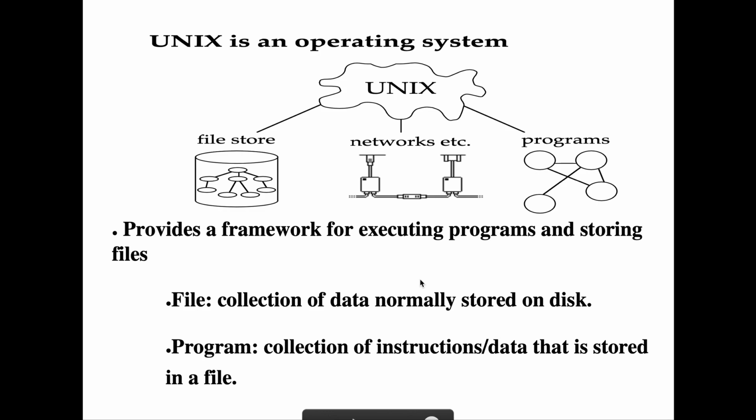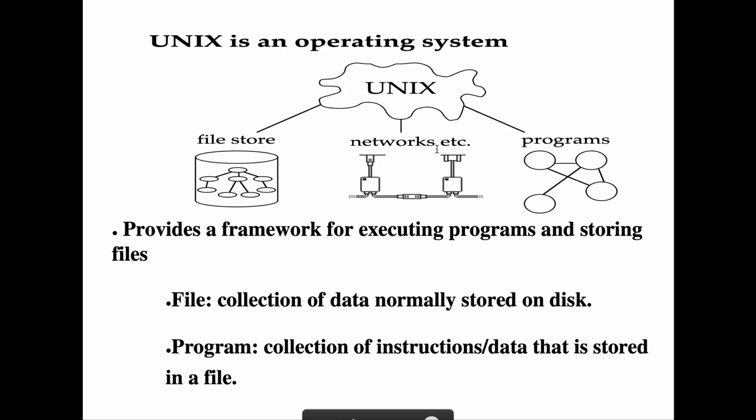Now let's talk about Unix as an operating system. Unix is an operating system. That means, just like any other operating system like Windows, its main job is to provide a framework for programs to run and for working with files. For example, Unix is a framework for the file system to run, for programs to run, and to connect with each other.